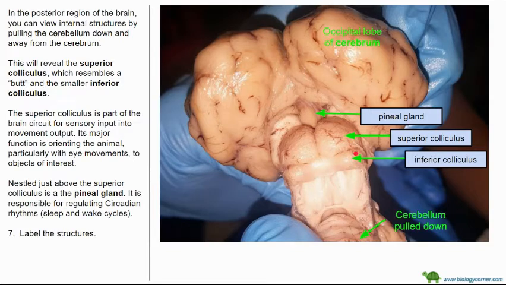Right, these are part of the brain that help the animal process sensory input and orienting the animal, especially with their eye movements, right, to where they need to be looking, right? Where's the predator? Where's food, right? That's where it's processing it. And then just above that, in the middle is the pineal gland, which is responsible for regulating circadian rhythms.